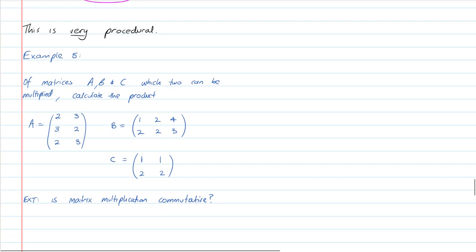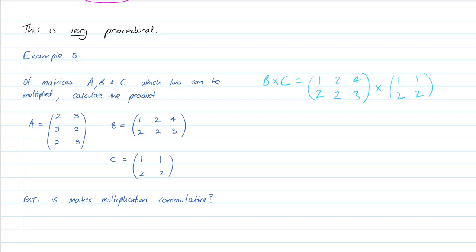So let's imagine for a second that we're doing, let's say, B times C, which will equal 1, 2, 4, 2, 2, 3 times 1, 2, 1, 2. To do the first cell we would do 1 times 1 and 2 times 2 and 4 times what? That's actually a dimension mismatch. We can't do this multiplication because there's a mismatch in the number of rows to the number of columns. So B times C doesn't exist. It is not an existent multiplication technique.